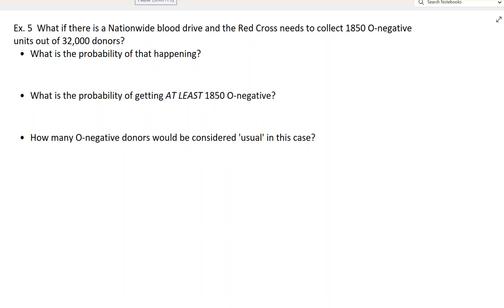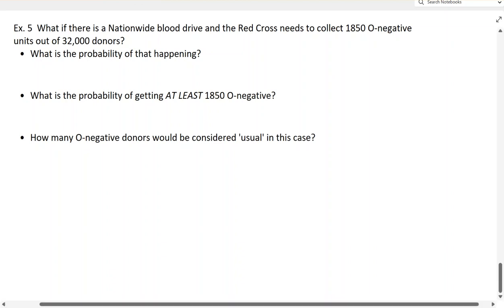So for this last example, we're going to revisit the blood drive of collecting O negative donors, but this time I'm going to look at it on a much wider scale. What if there is a nationwide blood drive that the Red Cross was conducting, and they wanted to collect 1,850 O negative units from 32,000 donors? So what are we looking at here?